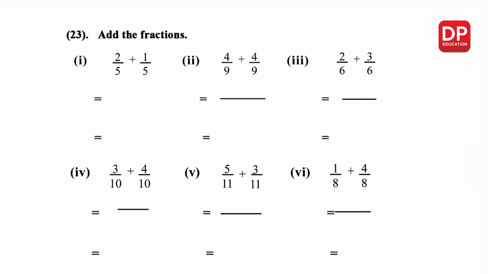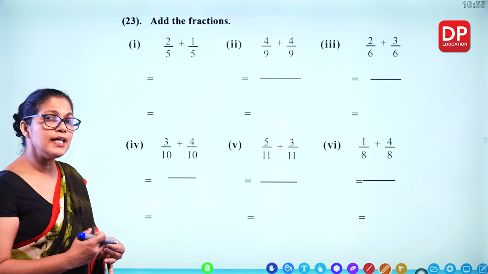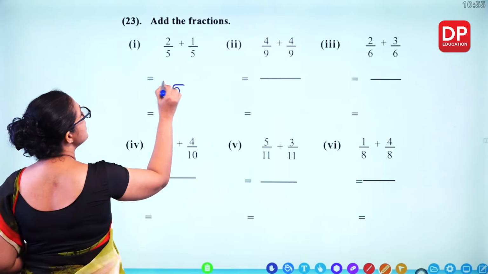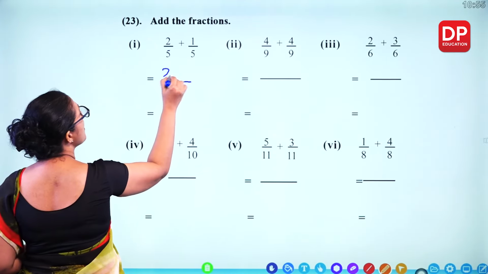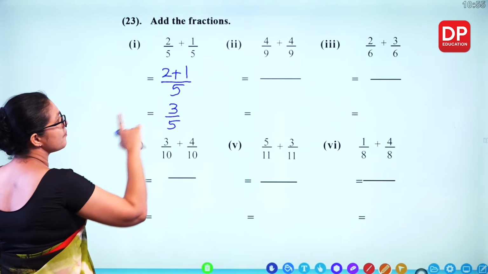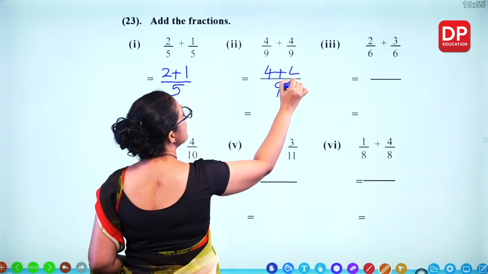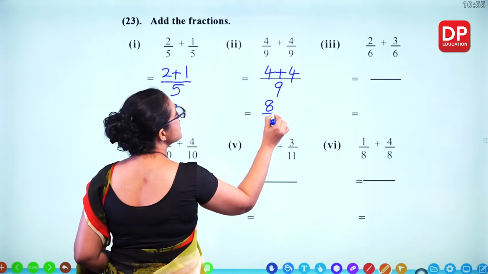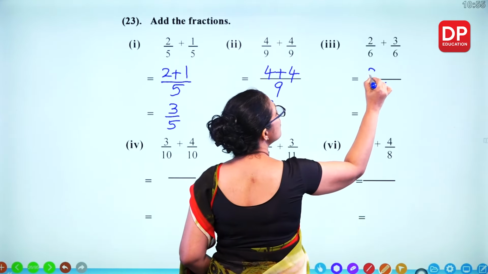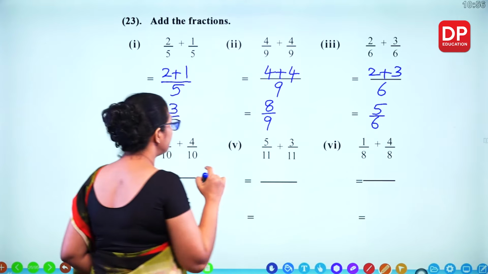Add the fractions. So what's the rule in addition? When you get the same denominator, you can add the numerators. So 5 is the denominator. 2 plus 1. What's 2 plus 1? That's 3. 9 is the denominator. We add the numerators separately. 4 plus 4, that's 8. 6 is the denominator. 2 plus 3, we add, you get 5 over 6.